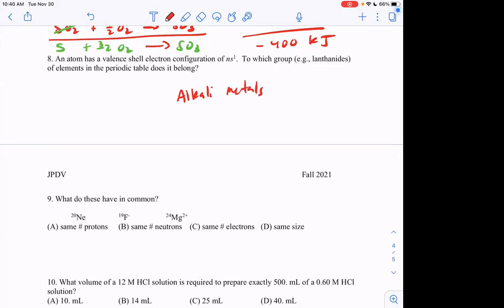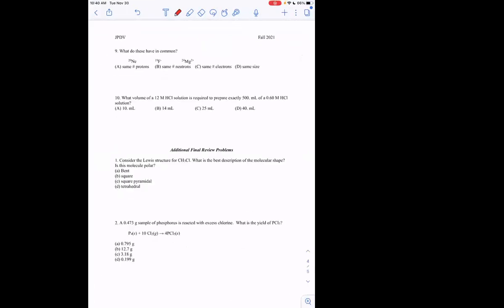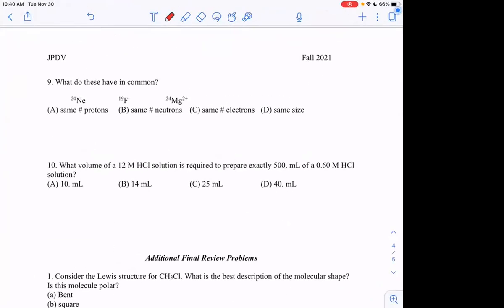All right, what do these have in common? If you say the same number of protons, I'll be really annoyed, because if it's the same number of protons, it means they're the same element, right? So it can't be the same number of protons. What do they have in common then?